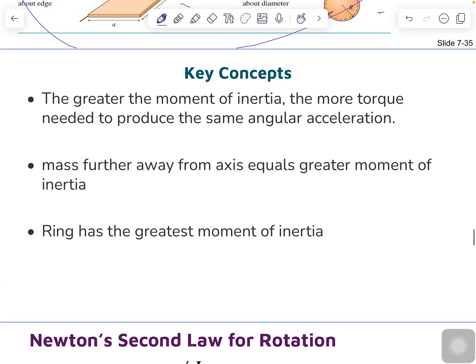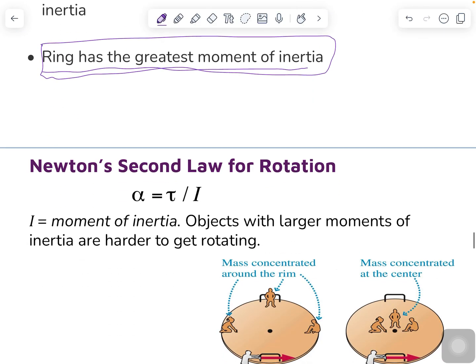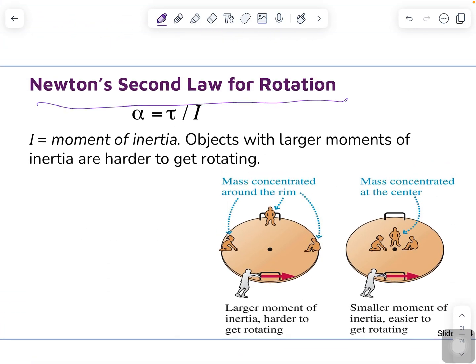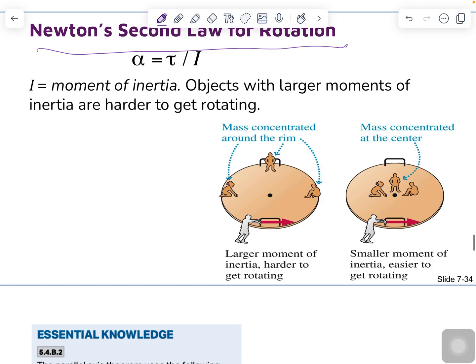And then we had talked about the key concepts, and we did a little demonstration in class: the greater the moment of inertia, the more torque needed to produce the same angular acceleration. That's going to make sense. The more mass and radius that we have, the more torque we're going to need to apply. If the mass is further away from the axis, there's going to be a greater moment of inertia. And the ring has the greatest moment of inertia. This is a nice piece of information to know because a lot of times they'll give you comparisons. And I don't think that you're actually supposed to have this yet. It's not that it's not a thing. It's just that it's going to be in the next section that we'll talk about once I return.